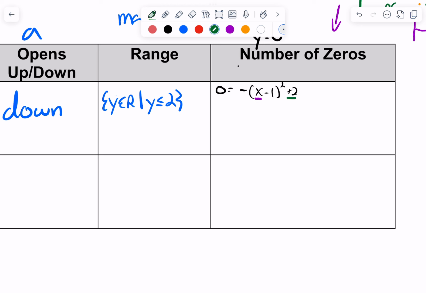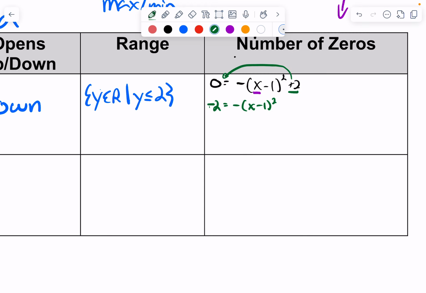We need to get rid of this 2 first, SAMDEB. So bring the 2 over. That becomes minus 2 equals negative (x minus 1) squared. The next step is to get rid of this negative right here, so divide by negative 1 on both sides. That gets rid of this, and negative 2 divided by negative 1 is 2. So 2 equals (x minus 1) squared. The next step is to get rid of that square, so you take the square root of both sides.